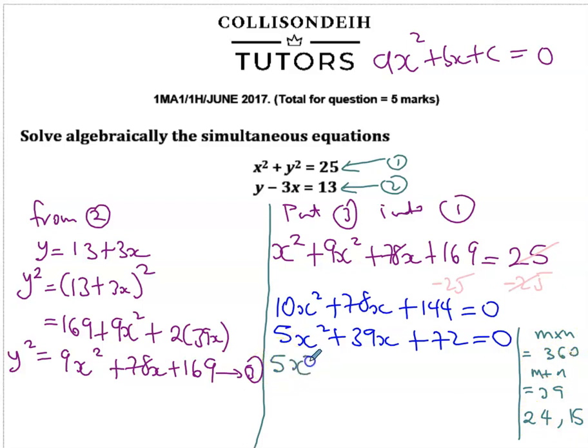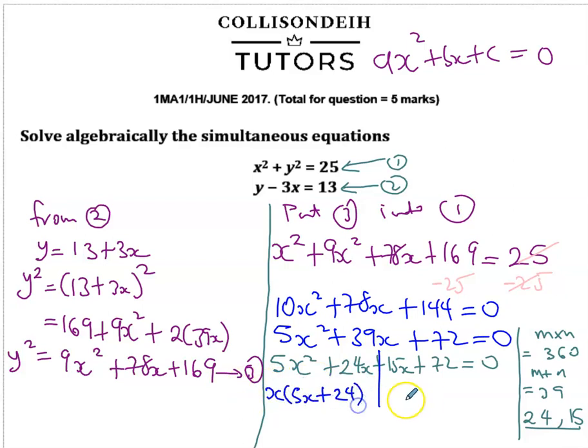Hence, we have 5x squared add, in place of the 39, our 24 and 15. So that's 24x add 15x add 72 equal to 0. And this is how we expect you to proceed in case you did not have a calculator. If we split it down the middle, factorizing our left-hand side, a common factor there will be x. So we have 5x add 24 in the bracket. On the right-hand side, whatever is in the bracket here would also be here, so we can just copy this out to make life a little easier. Then think about what should be out here so that when we multiply we get whatever is there. We would factor a 3, so that is a plus 3. 3 times 5 is 15, 3 times 24 gives us 72.